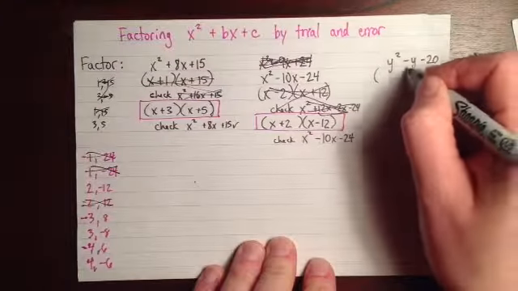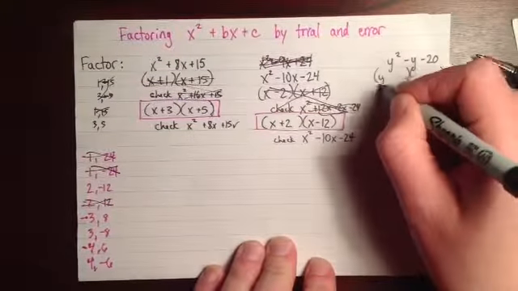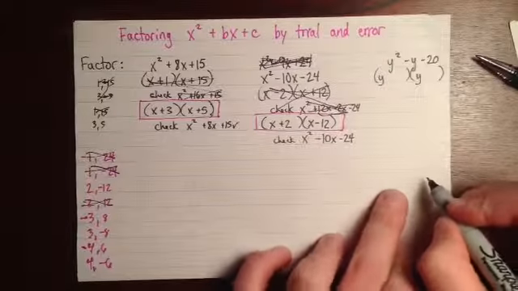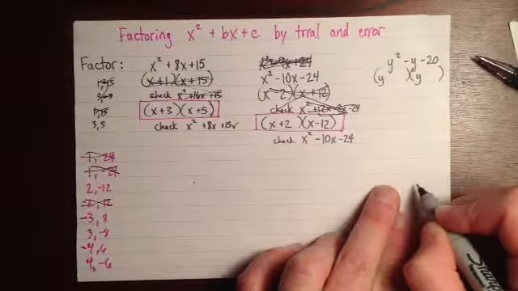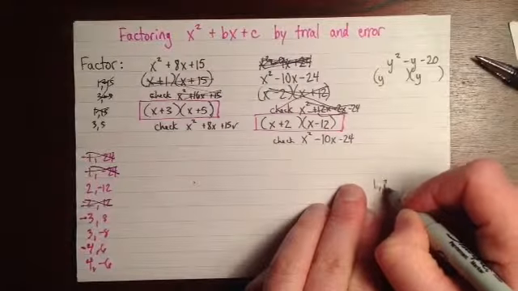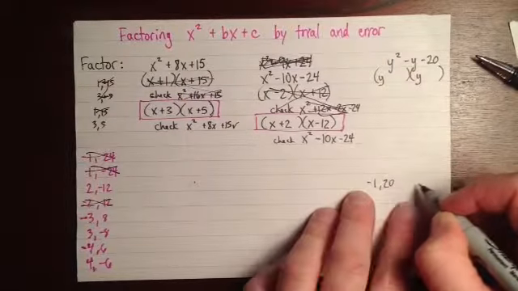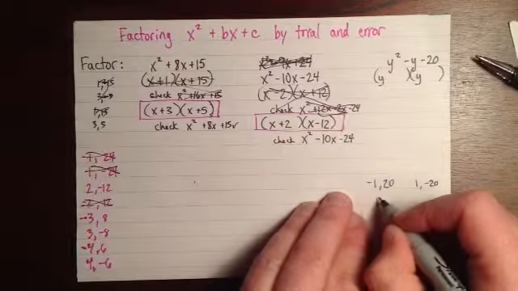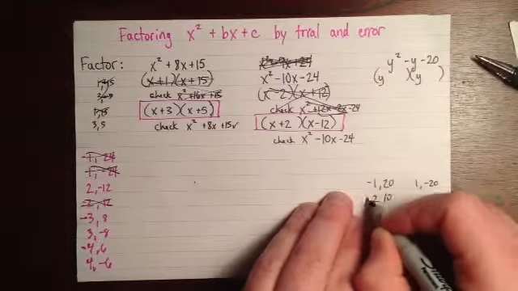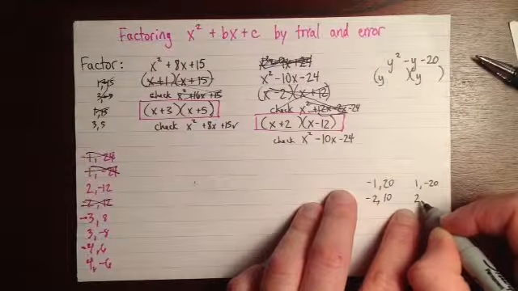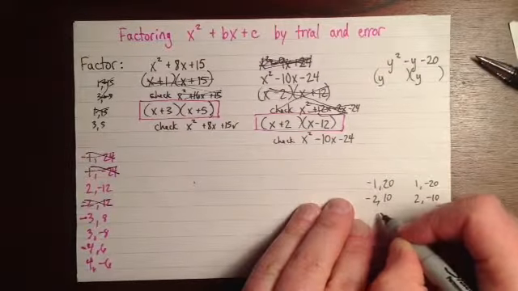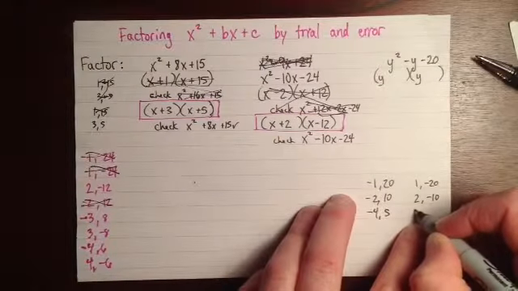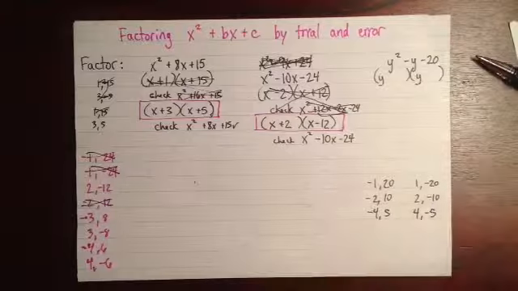So, I'll have my two factors here in brackets. We're both going to start with y. And I want things that multiply to negative 20. So my options are, there's 1 and 20. It could be negative 1 and 20, or 1 and negative 20. There's 2 and 10, so I'll put negative 2 and 10, or 2 and negative 10. I can do 4 and 5, so negative 4 and 5, or 4 and negative 5.